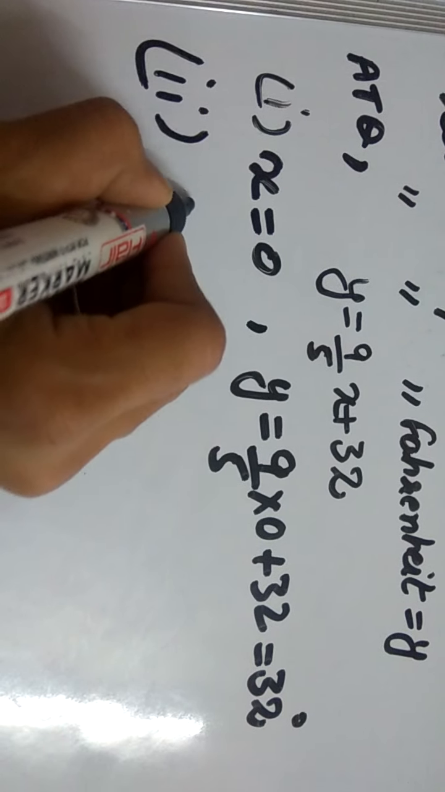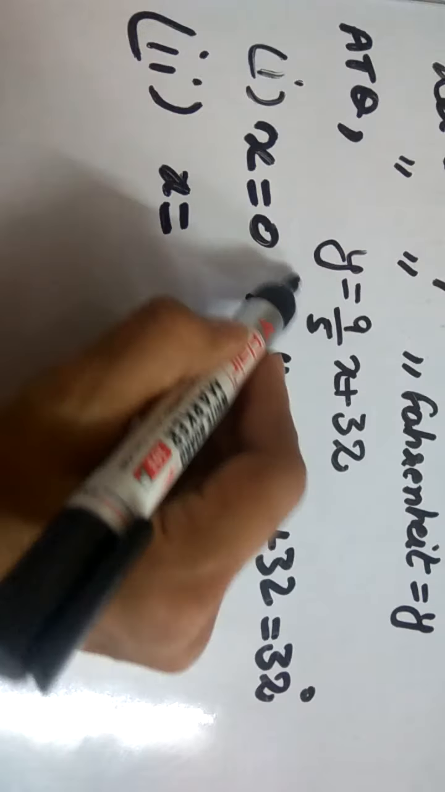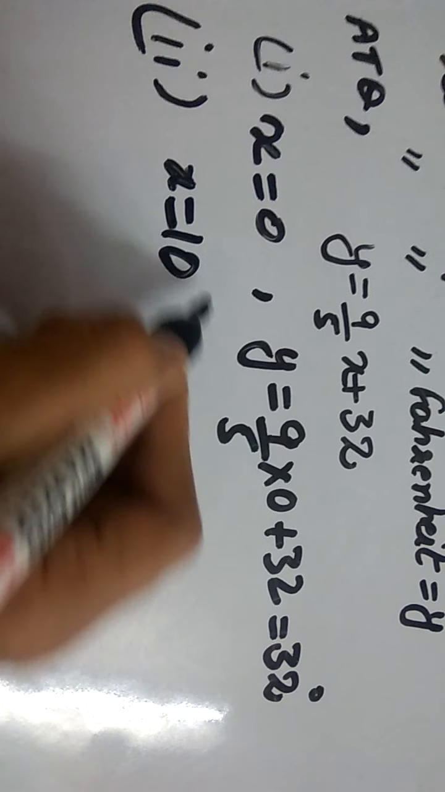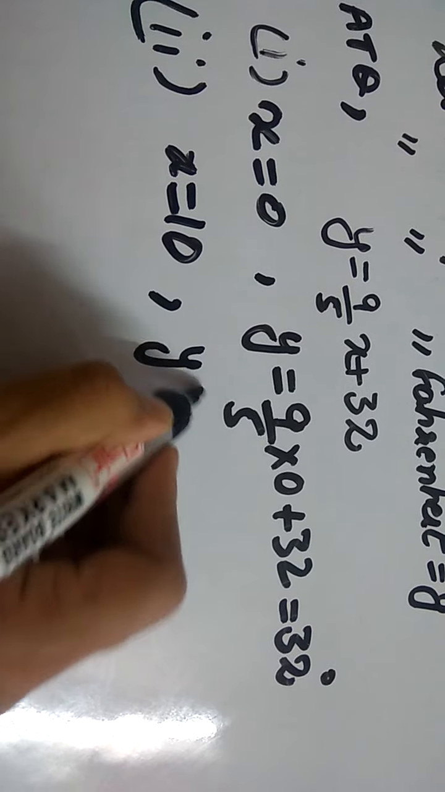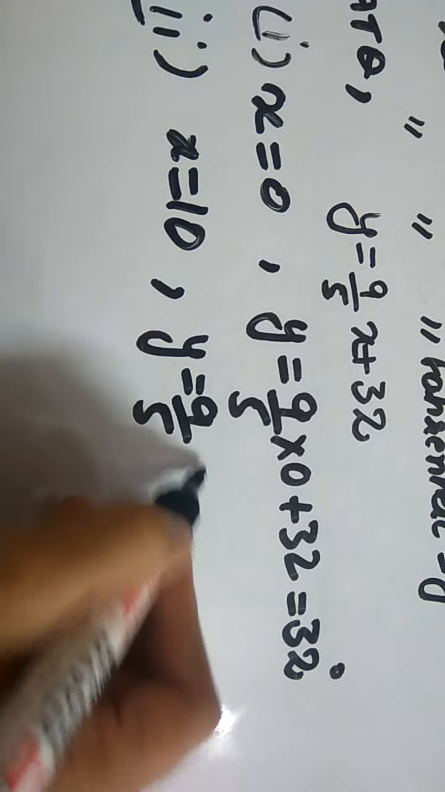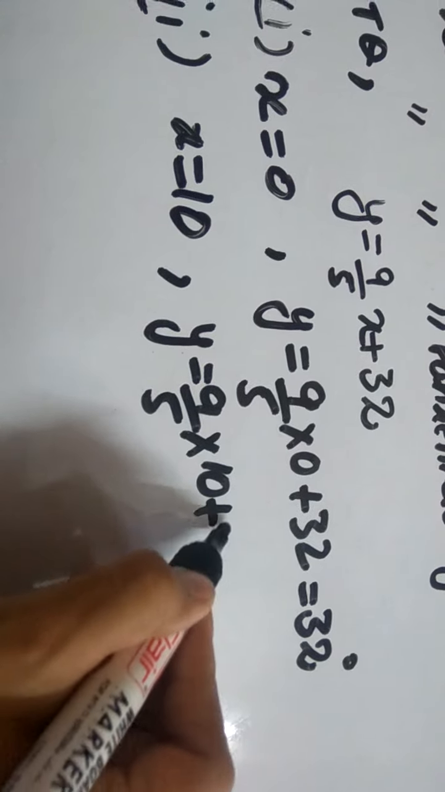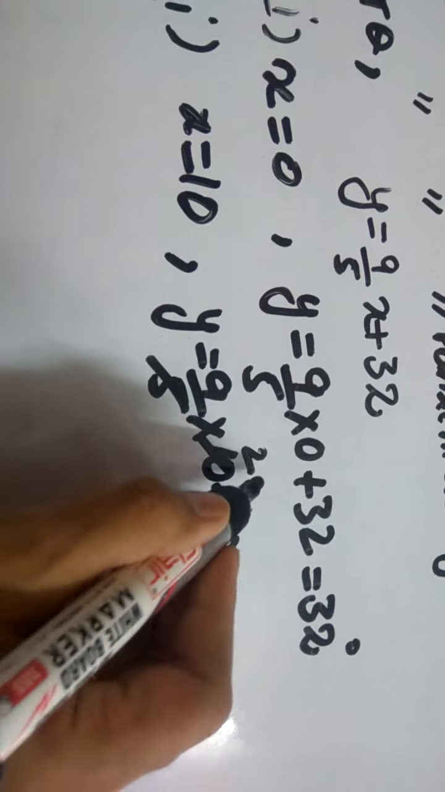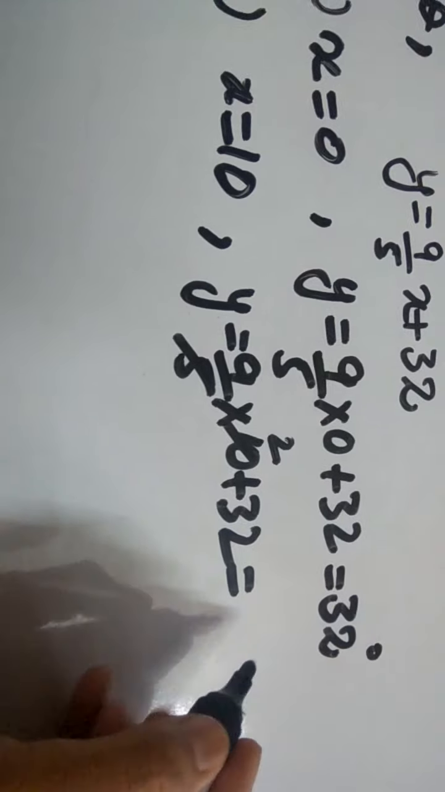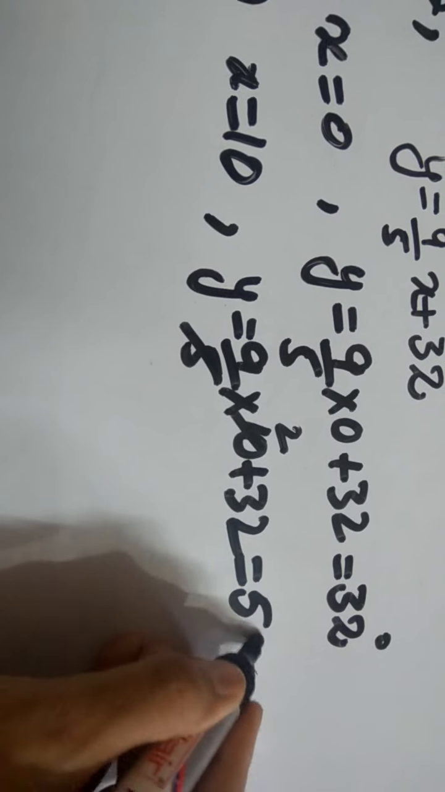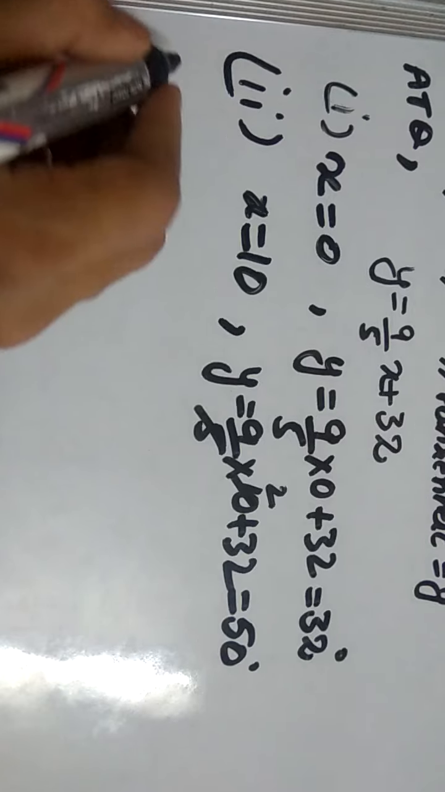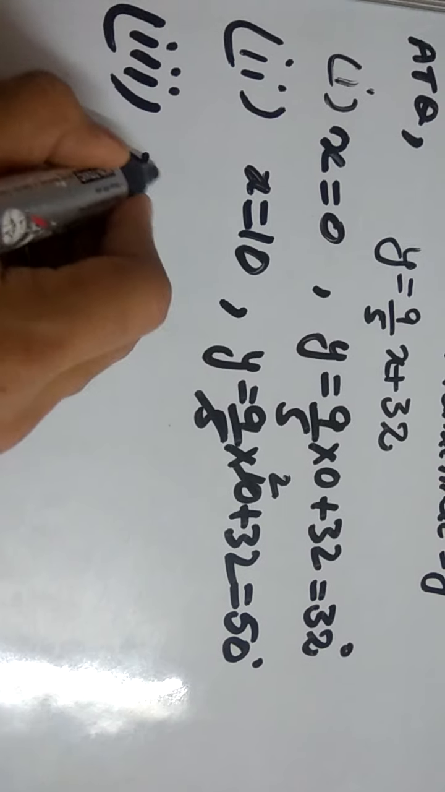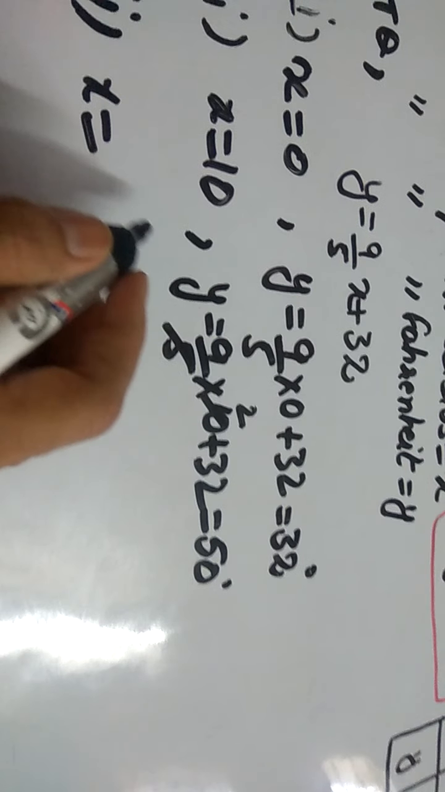Now let us do the second part. Let us select x as a multiple of 5 to make the calculation easier. If we take 10, we will have y is equal to 9 by 5 into 10 plus 32. So when we cancel it out, we will get 2. 9 2s are 18, and 18 plus 32 will be 50 degrees. So minimum 3 values are required. You can select 4 values or 5. Minimum 3 are required to make the graph.